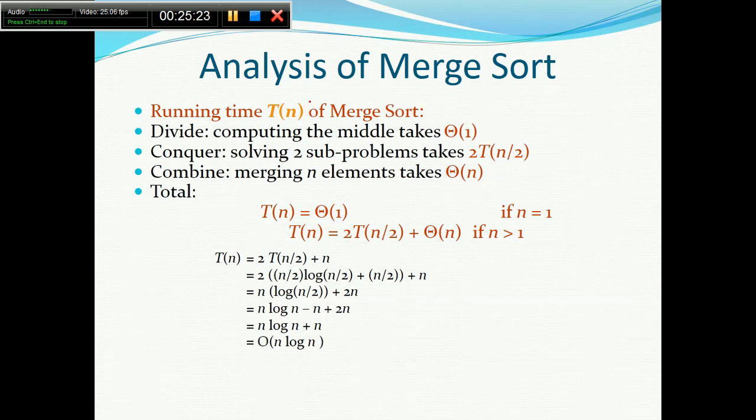The running time of merge sort: computing the middle takes order of 1 time, as the middle we can find directly. Now solving two subproblems takes 2T(n/2), like half of n, and then we merge them. Merging again will take order of n, that is theta of n. So I have divided n into n/2, n/2.